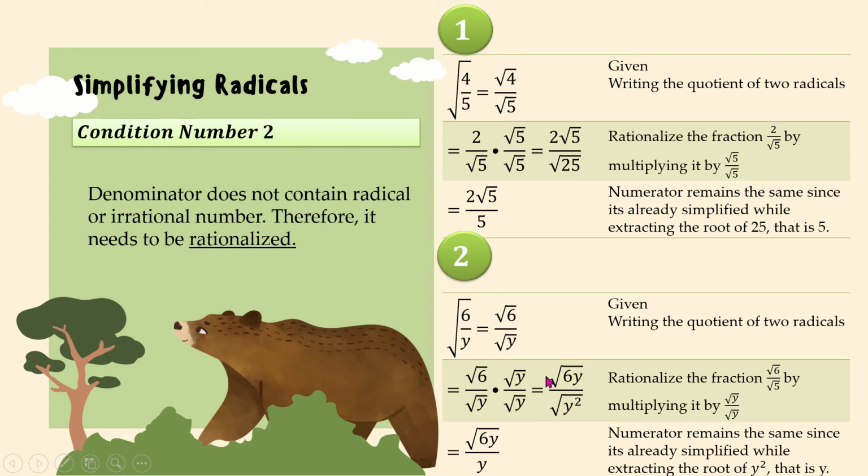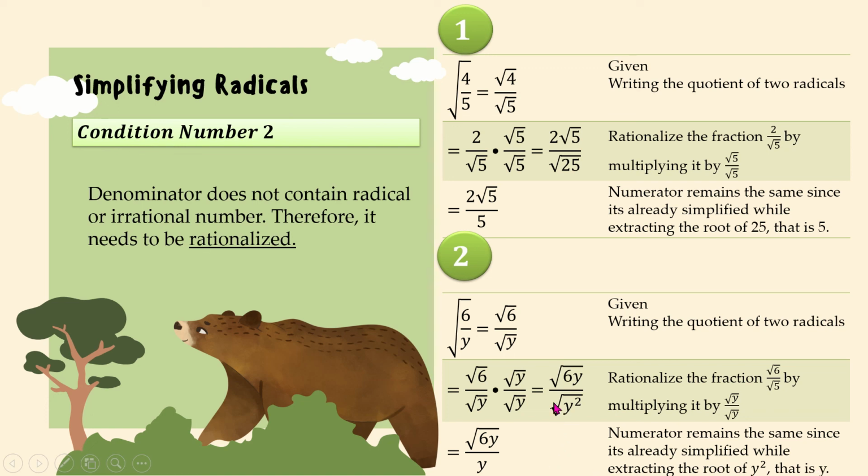Number or variable, it does not matter. Square root of y times square root of y is square root of y squared. Product rule, adding exponents. Next, the numerator square root of 6y remains the same since it is already simplified. It can no longer be simplified. While extracting the root of y squared is y.